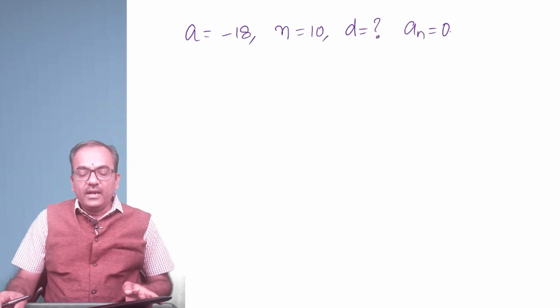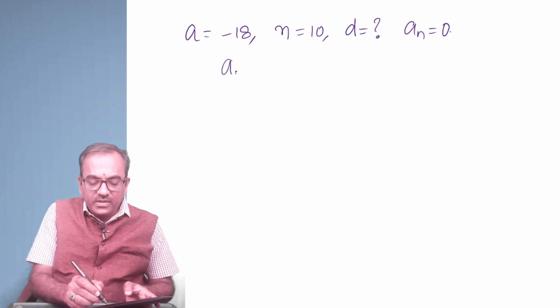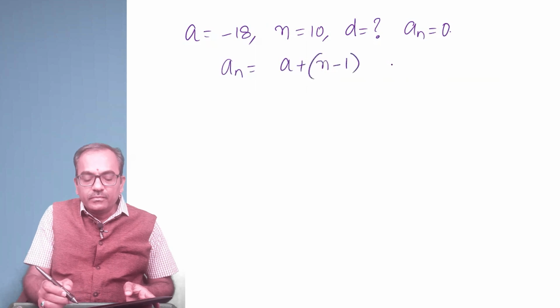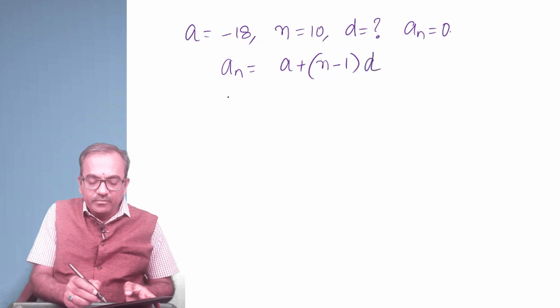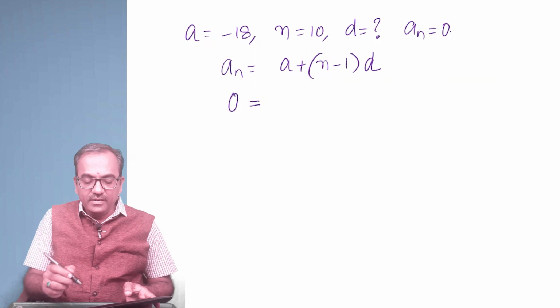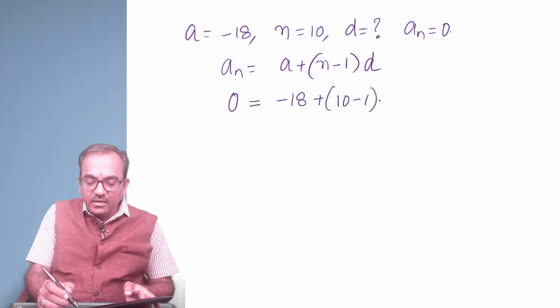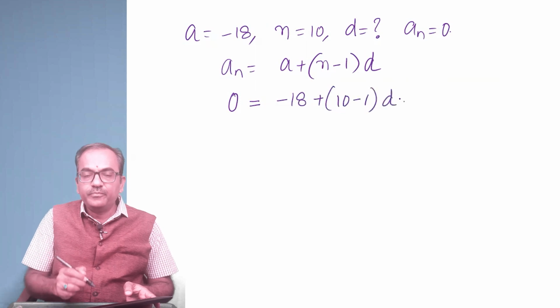It's already given that an is equal to 0. Now let us use the formula. an is equal to a plus n minus 1 into d. Substitute 0 for an. a is minus 18, plus 10 minus 1 into d.